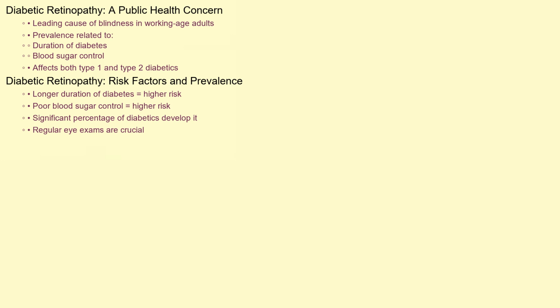Diabetic retinopathy is a significant public health concern. It's the leading cause of blindness in working-age adults. The prevalence of diabetic retinopathy is directly related to the duration of diabetes and the level of blood sugar control. In other words, the longer you have diabetes, and the less controlled your blood sugar is, the higher your risk of developing this condition. It affects both type 1 and type 2 diabetics. Statistics show that a significant percentage of people with diabetes will develop some form of diabetic retinopathy in their lifetime, highlighting the importance of regular eye exams.